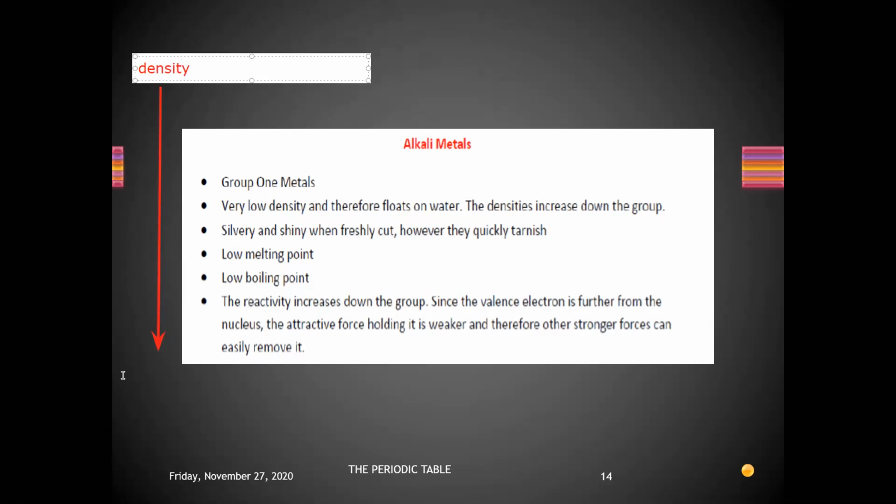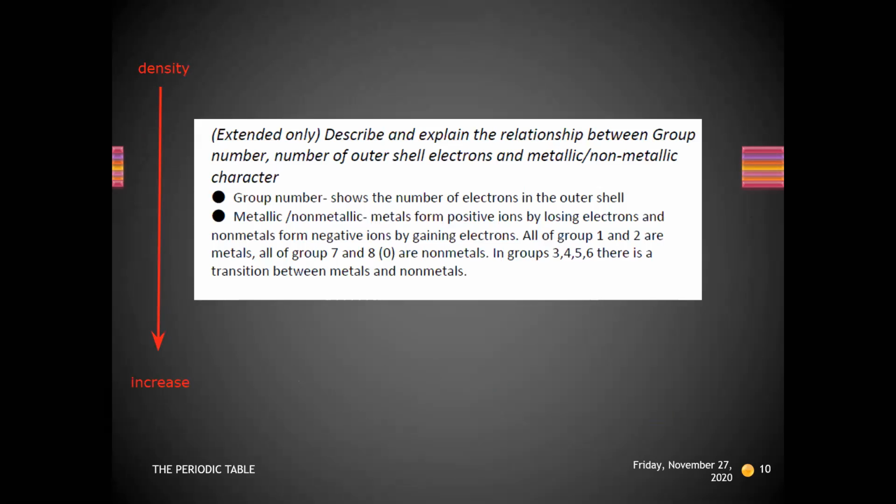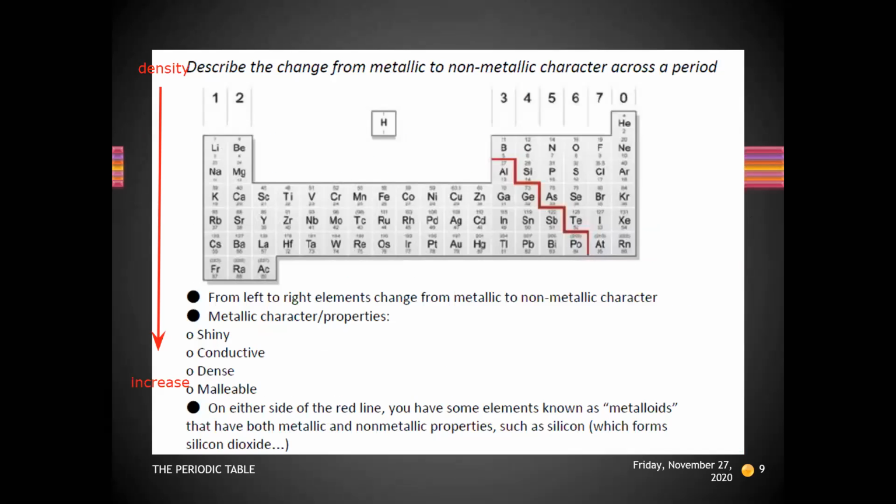The density increases as we go down the group. So when we compare, we have the periodic table, so you can see lithium, sodium, potassium, rubidium, cesium, and francium. Which one do you think will have the highest density in this group? So francium will have the higher density, and which one has the lower, or smaller, density in this group?